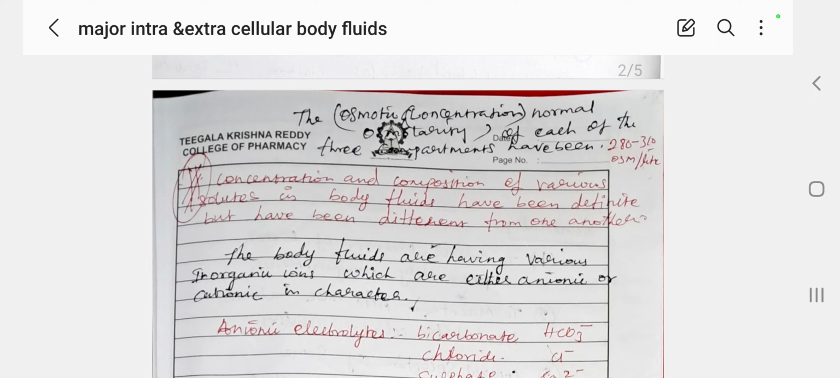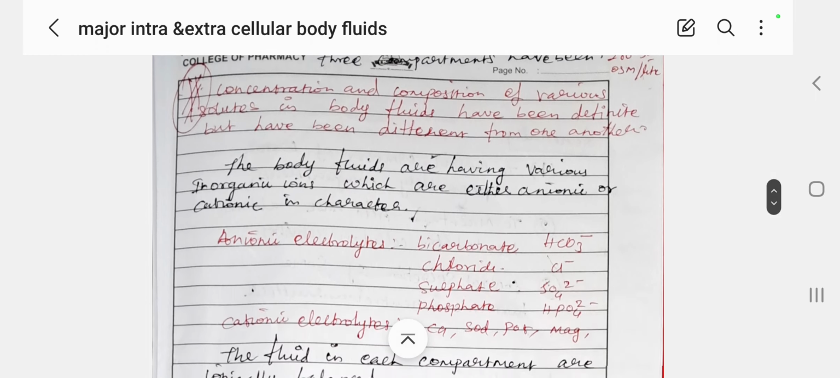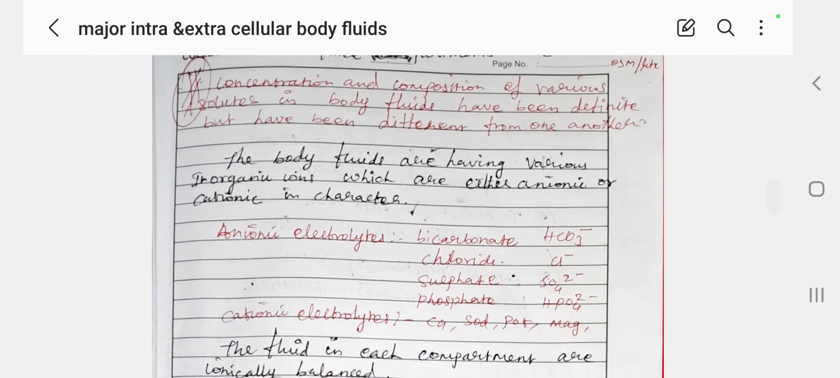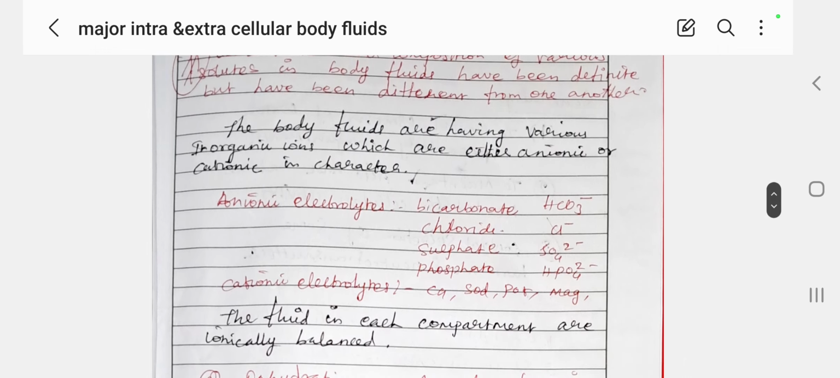So you see that the concentration and composition of a body fluid are definite, but they may vary from person to person. The body fluids have various inorganic ions, and organic ions are also present, but here we are going to study the inorganic substances used as electrolytes, either in anionic or cationic form.